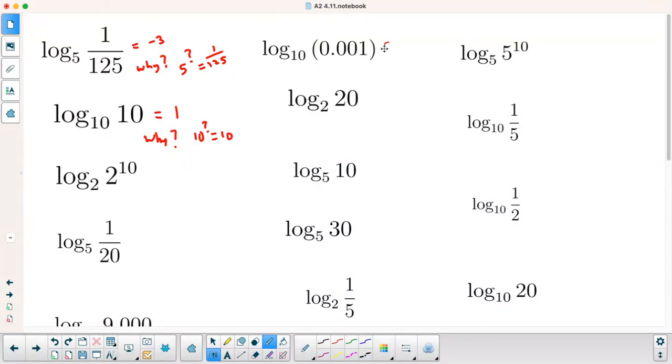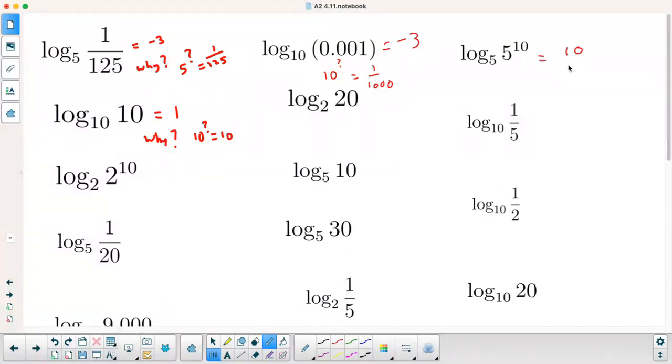Let's see here. This is going to be -3 as well. And why? Because 10 to what power equals, I'm going to write it like this, 1/1,000 instead of 0.001, just because then I can see it a little better, because 10 to the third is 1,000. If I make it -3, there it is.